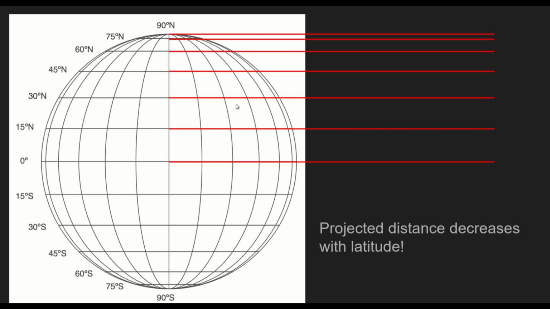If you look at an actual sphere, you can see that the projected distance decreases with latitude. You have this distance here, and it's a little bit smaller. You can't really see it. It gets a little bit smaller again, and so on, until the projected distance between, in this case, 75 and 90 is really tiny. Okay, so how should this work on a sphere?